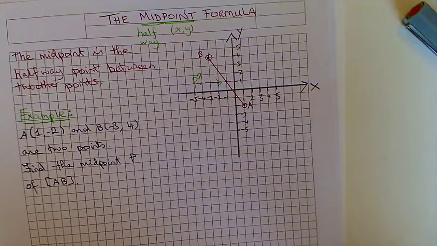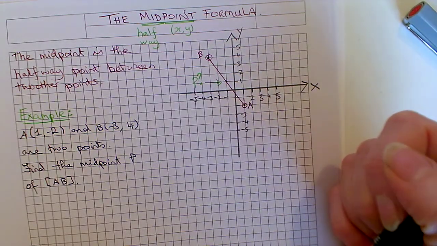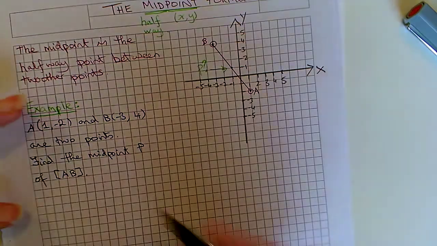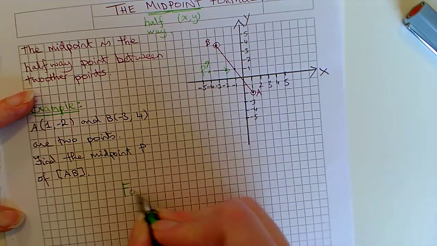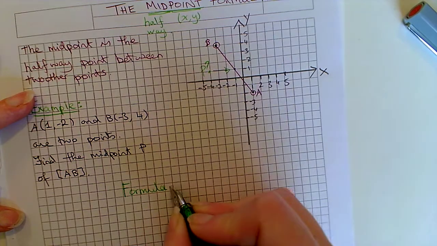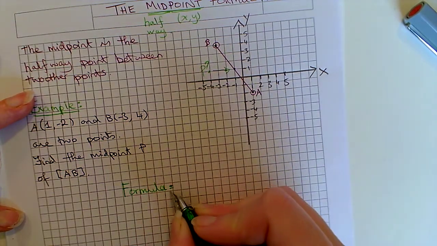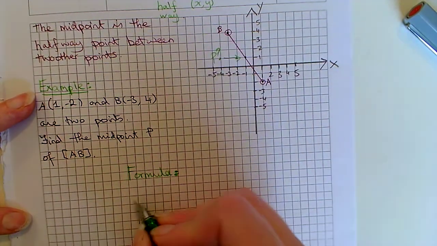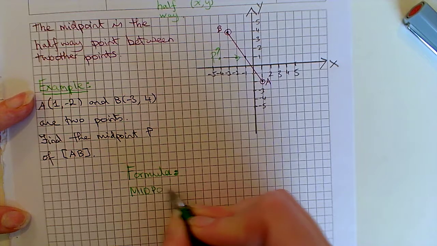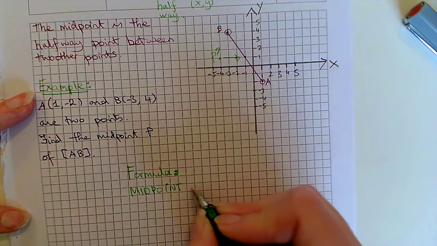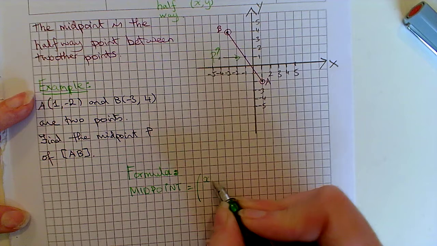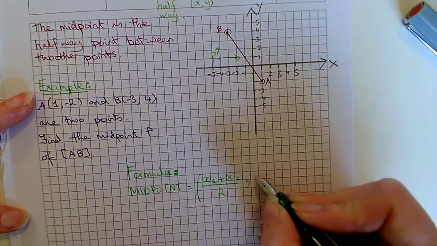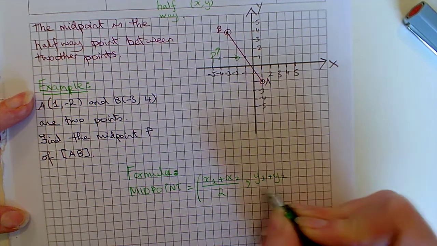So while we can make a good guess at it by measuring and finding the halfway point, what is really useful is to use a formula. Now this formula is in our log tables, but I do want you to learn it off as well. So you'll be much quicker at these if you learn it off. So the midpoint of two points is given by x1 plus x2 divided by 2, comma, y1 plus y2 divided by 2.